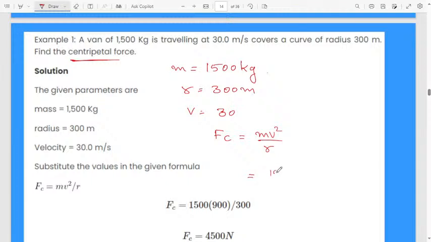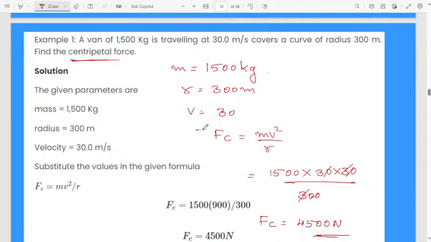M is 1500 into v, 30 square, otherwise you can write it as 30 into 30, divided by r, which is 300. The zeros get cancelled, 3 gets cancelled, you multiply, and you will get the centripetal force, which is 4500 Newton. Remember the formula to calculate the centripetal force, we will use mv square divided by r.